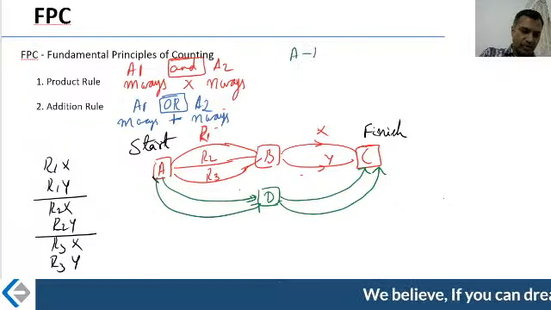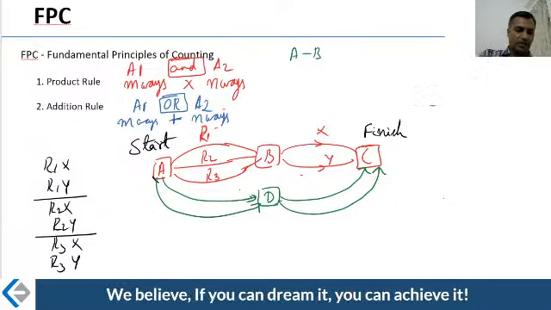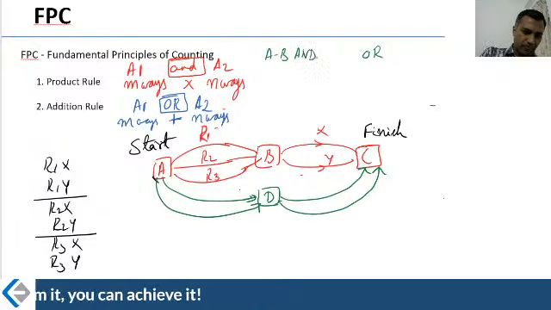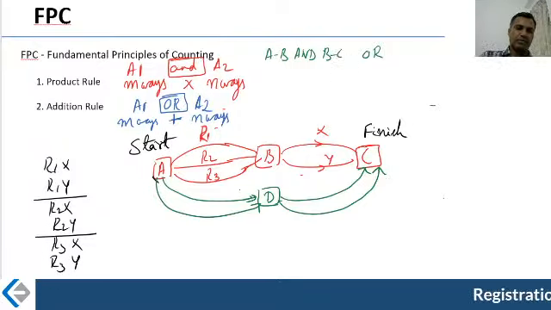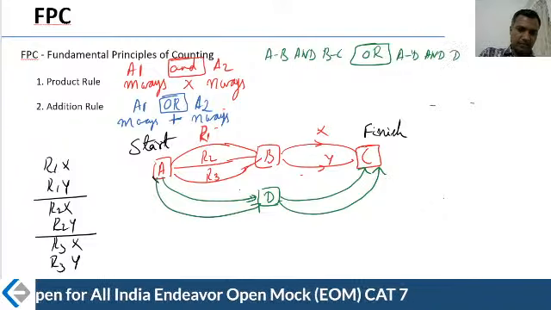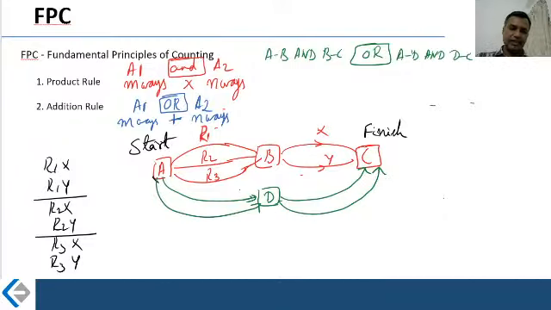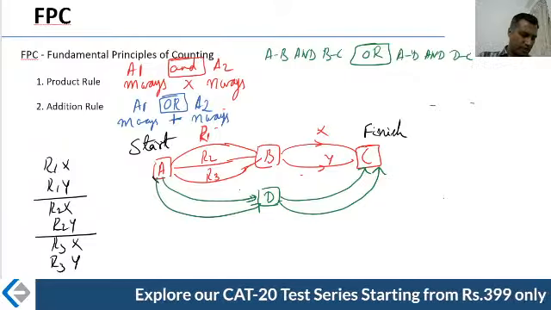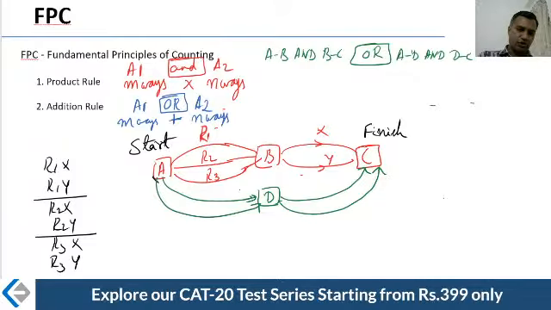A to B, and then to C. Let me write it completely for you. A to B and B to C, or you may say, no, A to D and D to C. This is also fine. A to D and D to C. That is also fine. So now let's take a quick look at this.